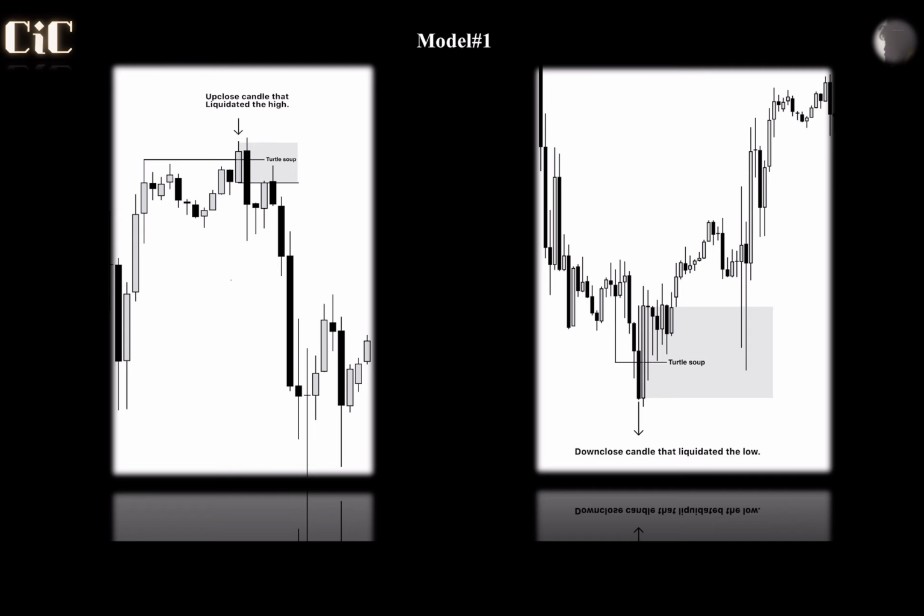Right, now that was a bit too deep. I went a bit deeper than I was intending to in the summary. But in plain English, bearish model number one, up close candle, liquidated the high. Bullish model number one, down close candle that liquidated the low.